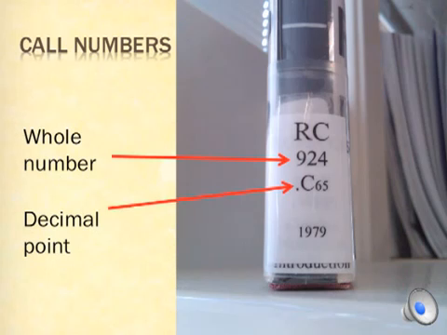It is important to note how to read call numbers. You may have forgotten that some parts of the Library of Congress call numbers are not read as whole numbers, but as decimals. For example, look at this book. The decimal point is apparent before the letter C. So, you need to view the numbers 6 and 5 that follow it as 0.65, not as the whole number 65.